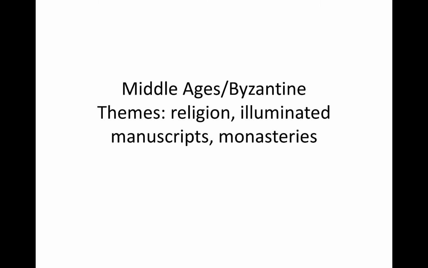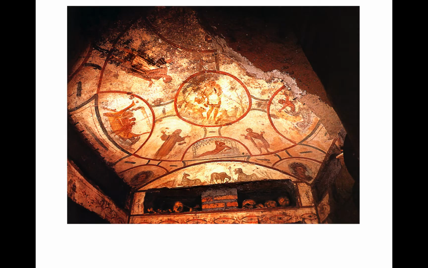Let's go ahead and move forward into the Byzantine or Middle Ages, and we see some different themes here. After the fall of Rome, society kind of spreads. We see a lot of centralized learning in monasteries. We see an influence from religion, and we see illuminated manuscripts. So a lot of the artwork is small, it's portable, it's devotional. We do see a lot of icons, and we don't see large artwork as much as we had done before. It's portable.